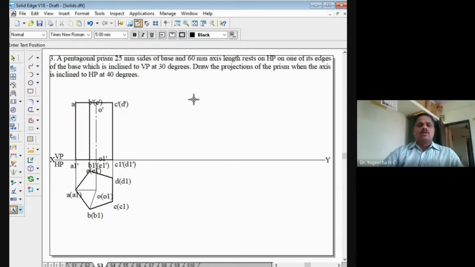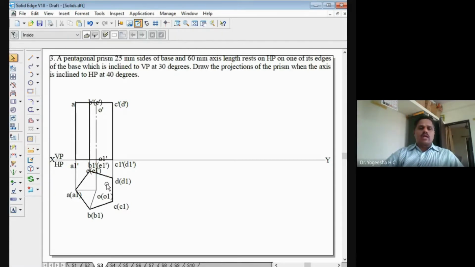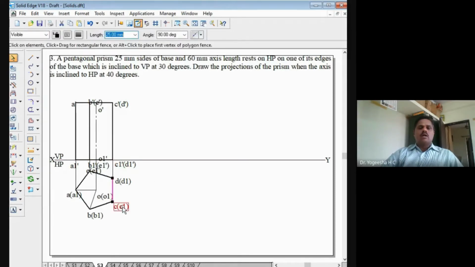So I have drawn the first set of views now, wherein the solid is resting with the whole of its base on HP, such that one of the base edges is towards the right side. So that is the reference for me. So this side is vertical here and it is towards the right side. So we'll now go for the second position.